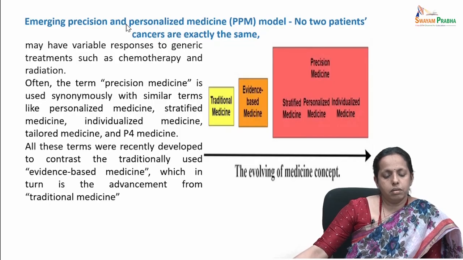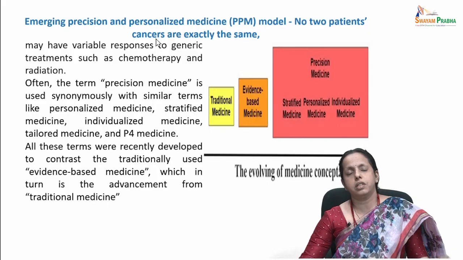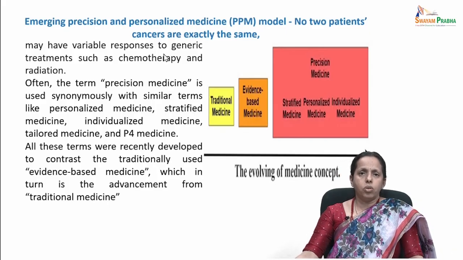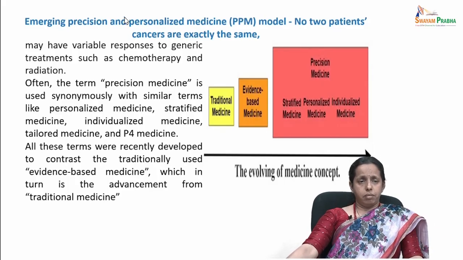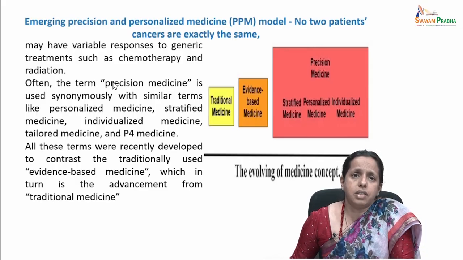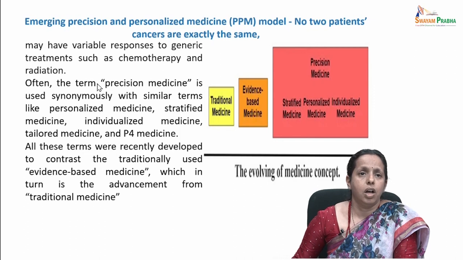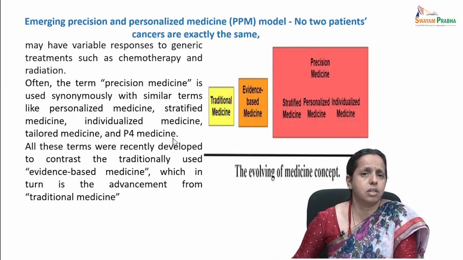Why are we talking about precision medicine, precision oncology? Because no two patients' cancers are exactly the same in many of the cancers, and many of these will have variable responses to treatments such as your chemotherapy and radiation. Precision medicine is used synonymously with similar terms like stratified medicine, individualized medicine, tailored medicine and P4 medicine.